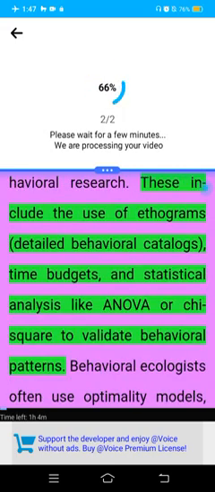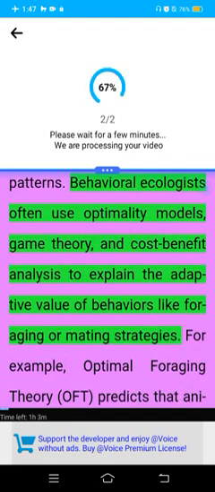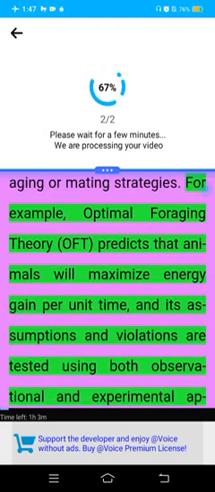These include the use of ethograms, detailed behavioral catalogs, time budgets, and statistical analysis like ANOVA or chi-square to validate behavioral patterns. Behavioral ecologists often use optimality models, game theory, and cost-benefit analysis to explain the adaptive value of behaviors like foraging or mating strategies. For example, optimal foraging theory often predicts that animals will maximize energy gain per unit time, and its assumptions and violations are tested using both observational and experimental approaches.